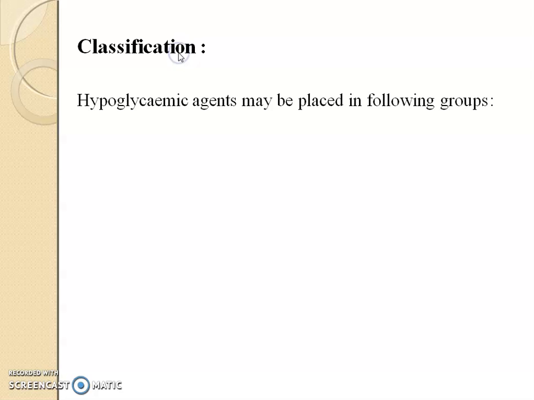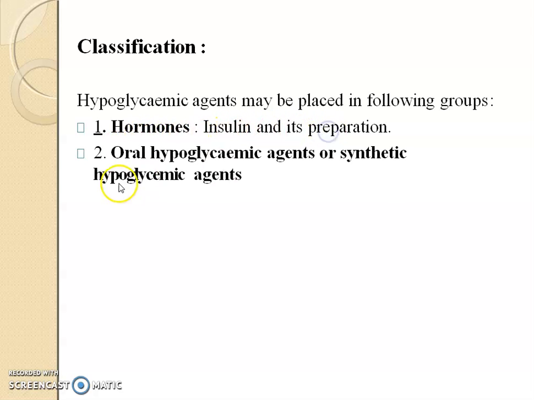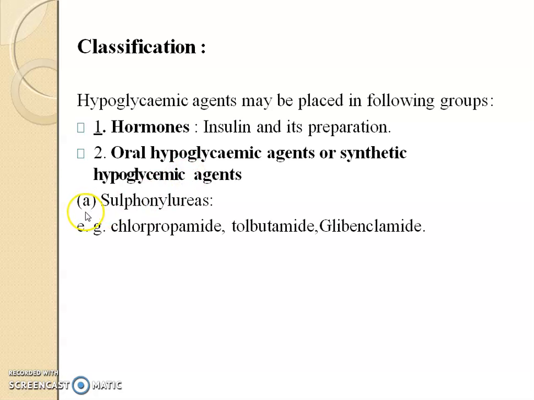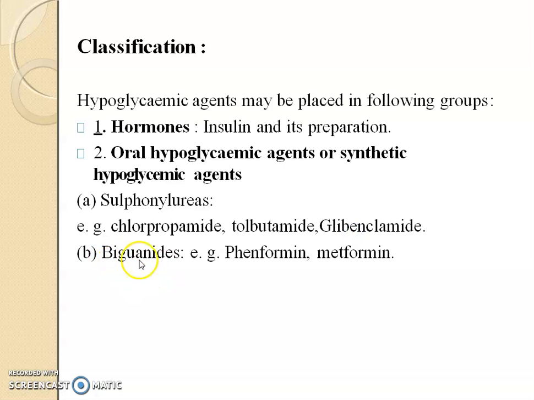Classification of hypoglycemic agents. Hypoglycemic agents may be placed into the following groups. First is hormone, that contains insulin and its preparations. Second class is oral hypoglycemic agents, also called synthetic hypoglycemic agents, that are divided into sulfonylureas, for example chlorpropamide, tolbutamide and glibenclamide. Secondly, biguanides, for example phenformin, metformin, and third class is plant products, an example is gurmar.